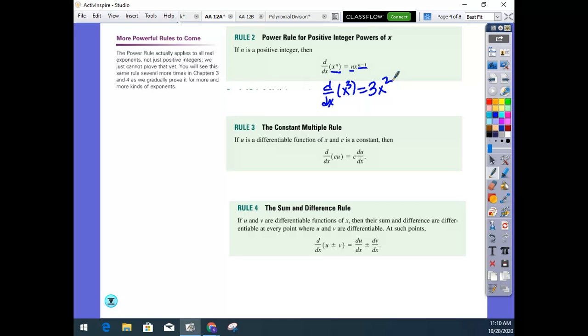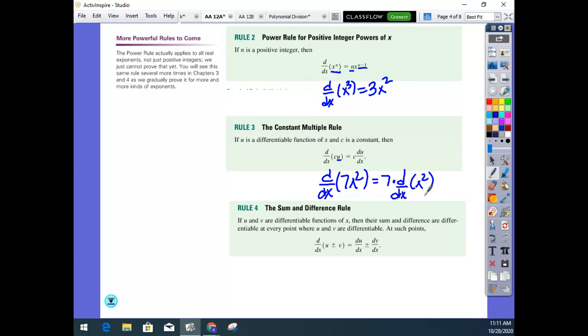Now, say that I have a constant times some function u. I'm just going to take the constant times the derivative. So for example, if I have 7x squared, that is 7 times the derivative of x squared. Well, what did we say the derivative of x squared is? 2x. So 7 times 2x is 14x. So this is like a long process. Technically, you're taking the exponent times the coefficient, 14, subtract 1 from the exponent.